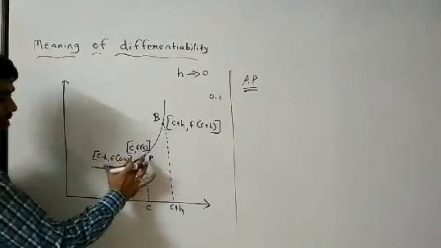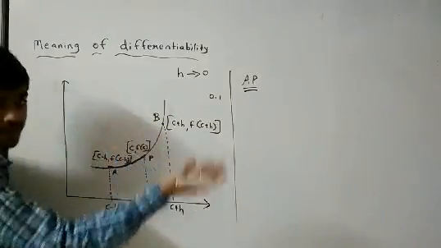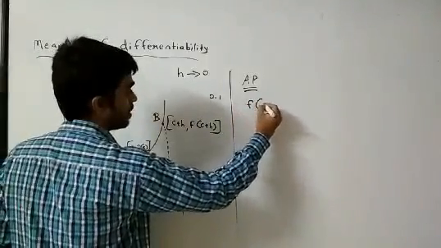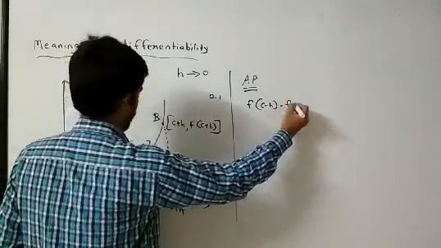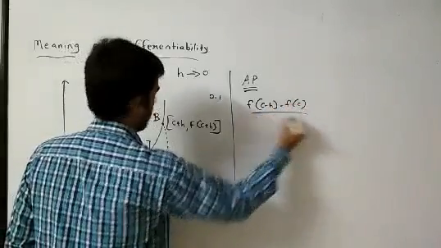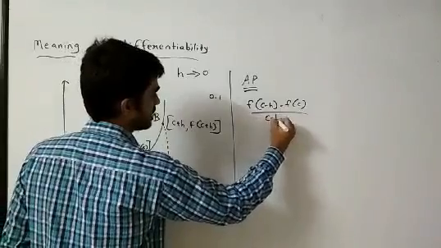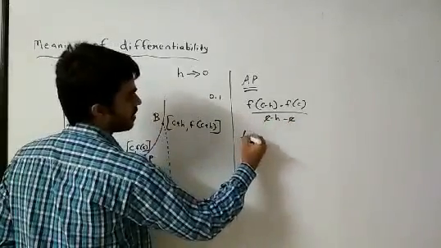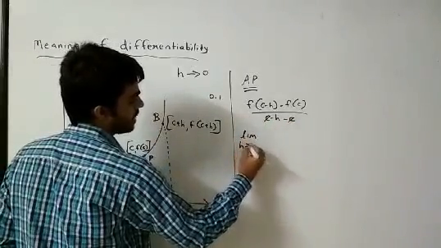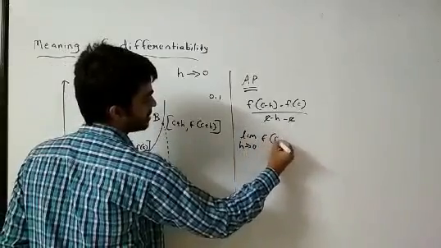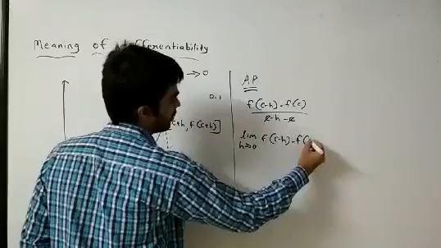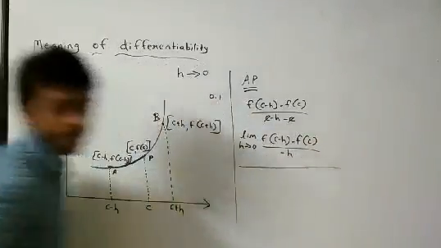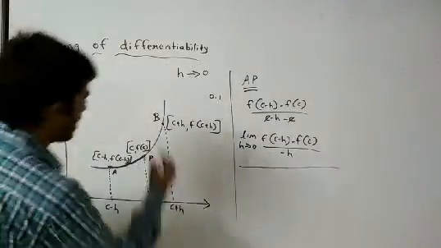For AP, what will be the slope? y2 minus y1 upon x2 minus x1. So y2 minus y1 means f of c minus h minus f of c upon c minus h minus c. If we apply the limit h tends to 0, f of c minus h minus f of c divided by minus h. Clear?